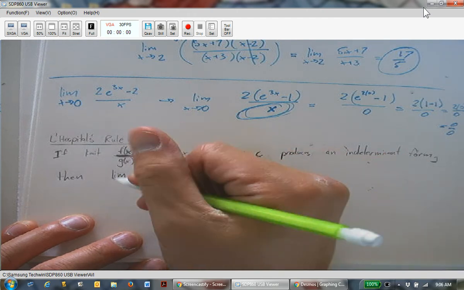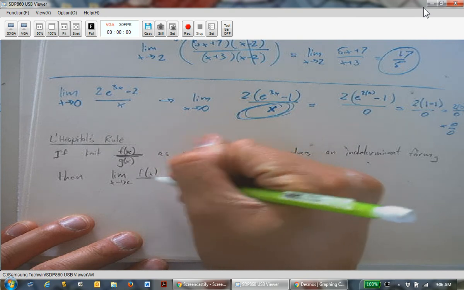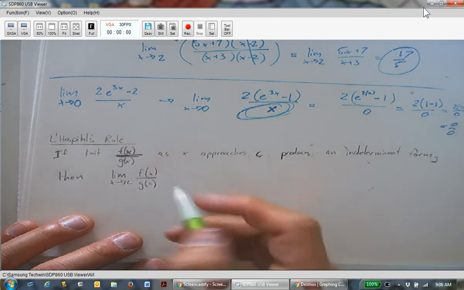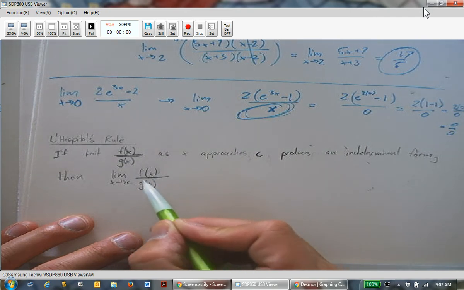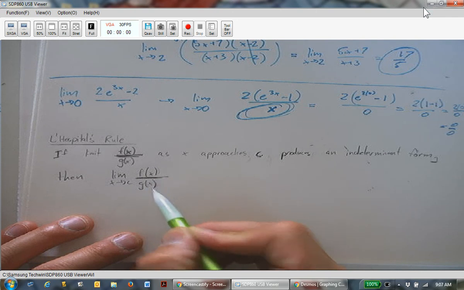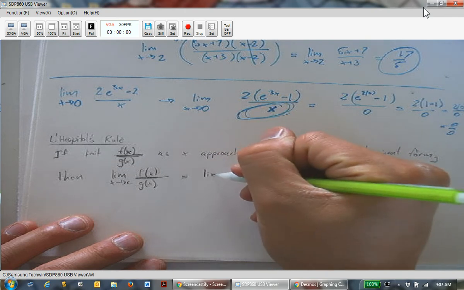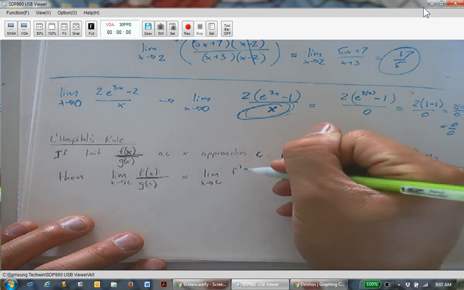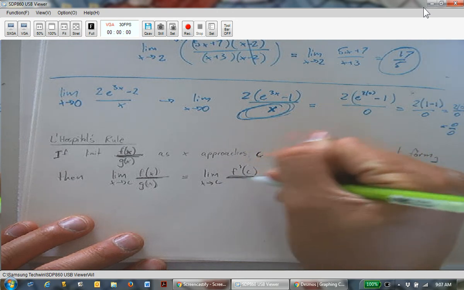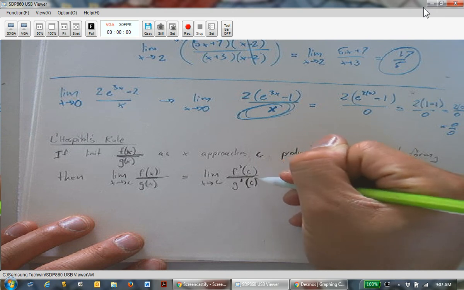then the limit as x approaches c of f of x over g of x, or an expression that is differentiable, can be separated as a differentiable expression on the top as well as a separate differentiable function on the bottom. Then what you can do is this: the limit as x approaches c, you can take the derivative of the top, completely separately, and divide it by the derivative of the expression on the bottom.